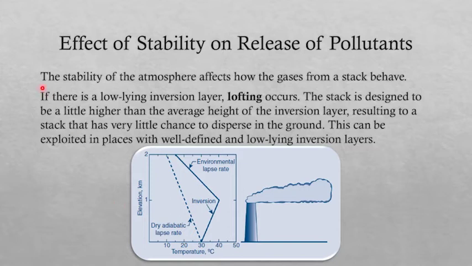For the next case, if we have a low-lying inversion layer, lofting occurs. The stack is designed to be a little higher than the average height of the thermal inversion layer, resulting in a stack that has very little chance to disperse to the ground. This can be exploited in places with well-defined and low-lying inversion layers.